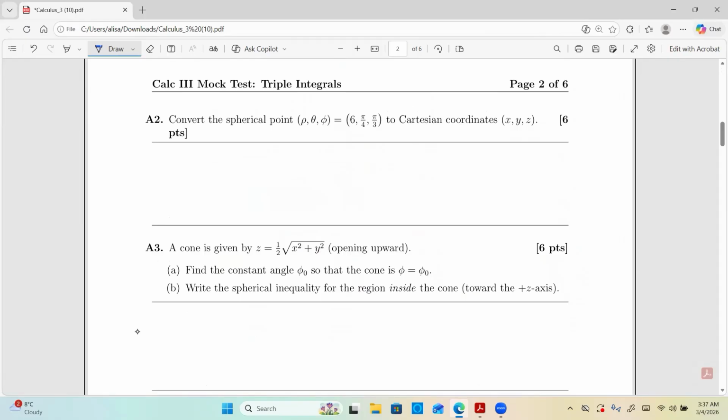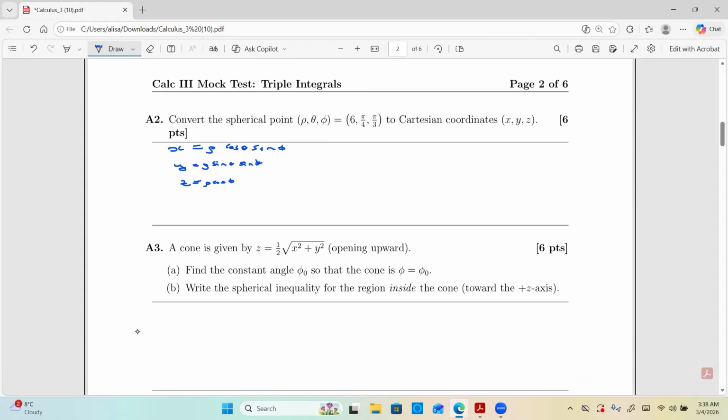Maybe let's solve these quick warm-ups as well. How do we do conversions like that? Well, in this case, we just have to use the fact that x is rho cosine theta sine phi, y is rho sine theta sine phi, and z is simply rho cosine phi. And then since you know rho, phi, and theta, you can find x, y, and z.